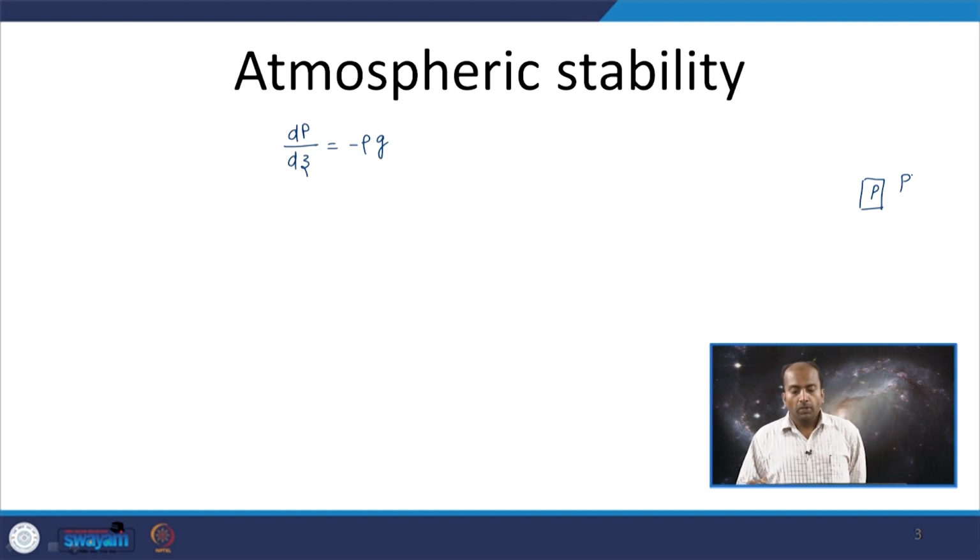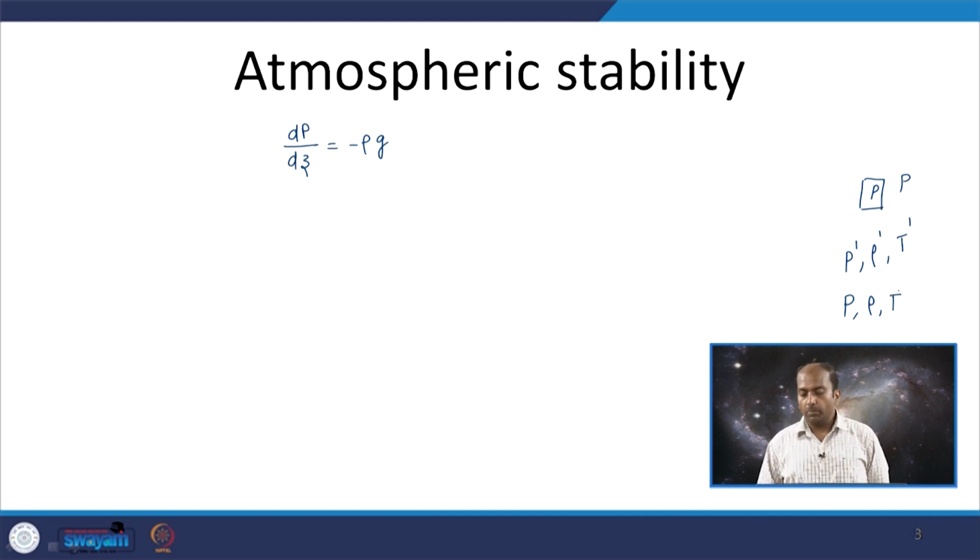Here we treat the air parcel as an entity, and we treat the variables inside this air parcel, let us say pressure P, density and temperature, with a prime. These are the variables that are associated with the air parcel. The physical parameters associated with the environment are treated differently, without a prime.